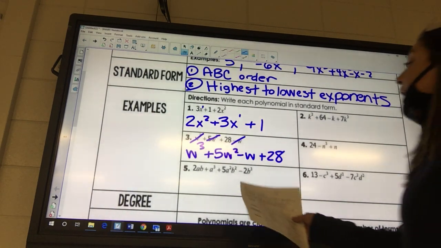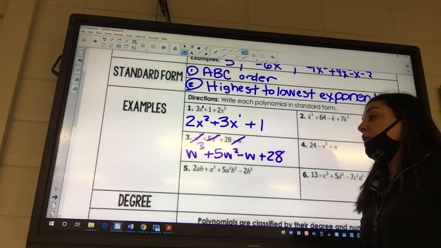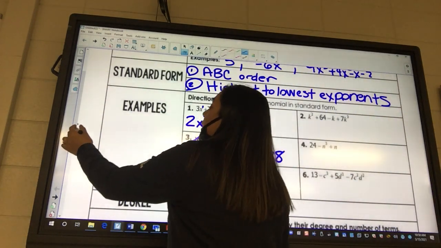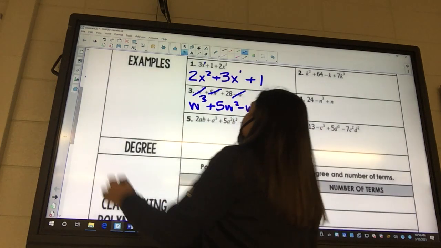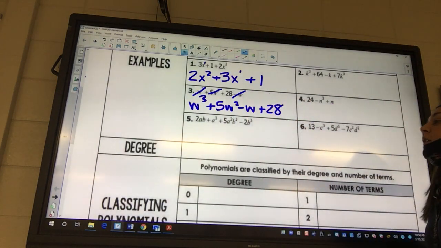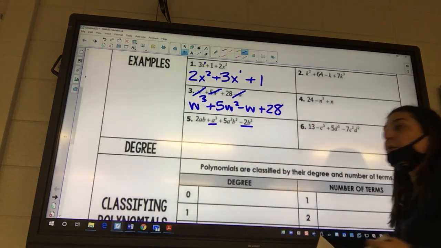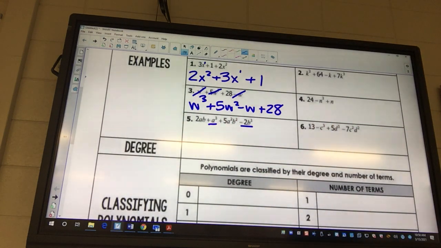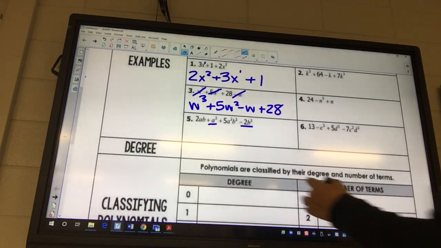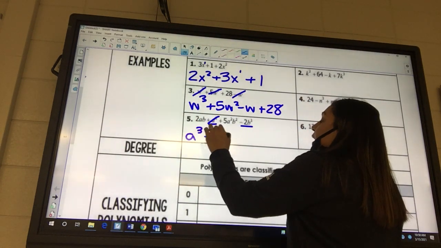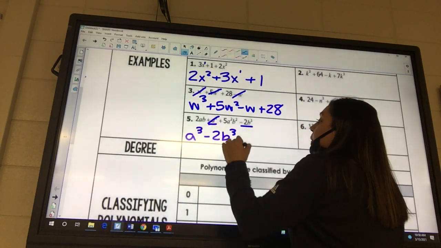Okay, now this one has a's and b's. And so this one is where we have to do highest to lowest in ABC order. So start by looking at the exponent. What is the highest exponent? 3. So I have a to the 3rd and a negative 2b to the 3rd. I already know, what comes first? A to the 3rd, because a comes before b. So we got to do the a first. So it's going to be a to the 3rd, and then we got negative 2b to the 3rd.